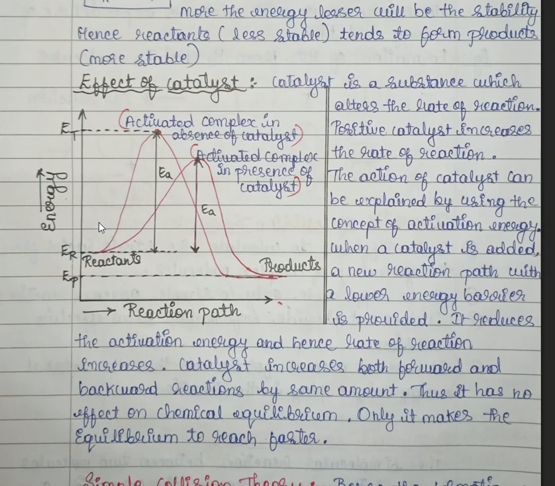You can see in the energy profile diagram, energy versus reaction path, the graph itself is explaining that introducing a catalyst will decrease the energy of activation value, so that it will ease the product formation. It will make a different path for the product formation. So the activated complex in the absence of catalyst will have more energy of activation. It requires more energy when compared to the activated complex in the presence of catalyst.